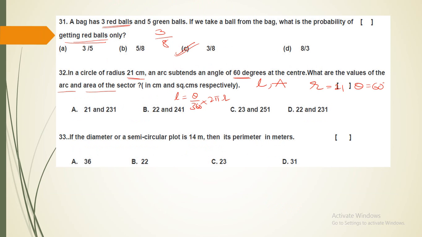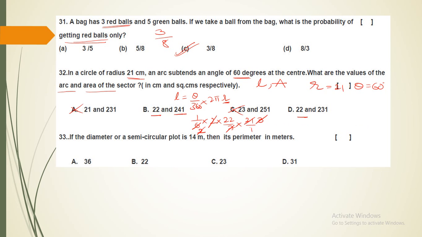So when I substitute the values, 60 by 360 is nothing but 1 by 6 into 2 into 22 by 7 into r. What is the radius? The radius is 21. So on simplification, what am I going to get? 7 3s are 21, again 3 in 6 is 2 times, this 2 gets cancelled. So where I am getting 22, here we have 22, here also we have 22. That means these two options are not valid.